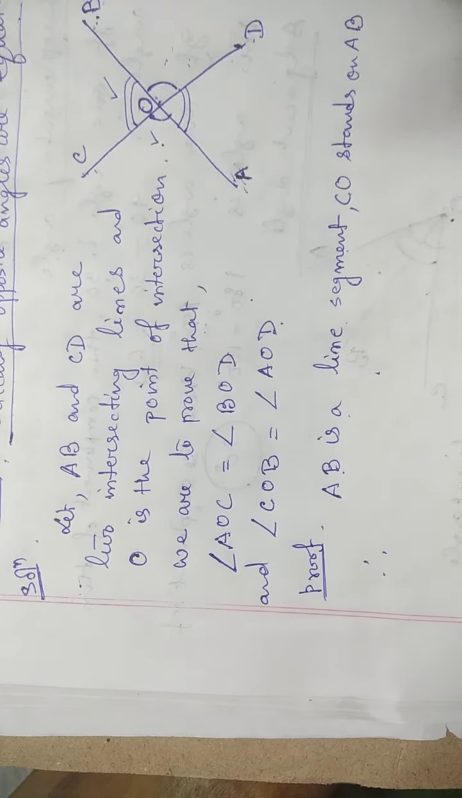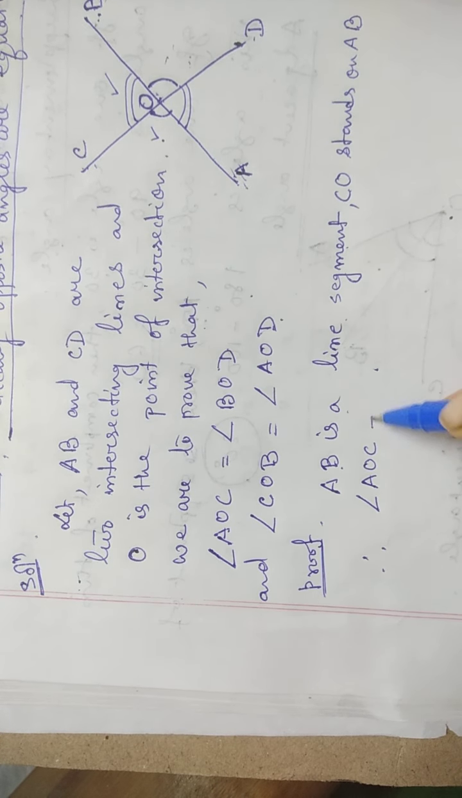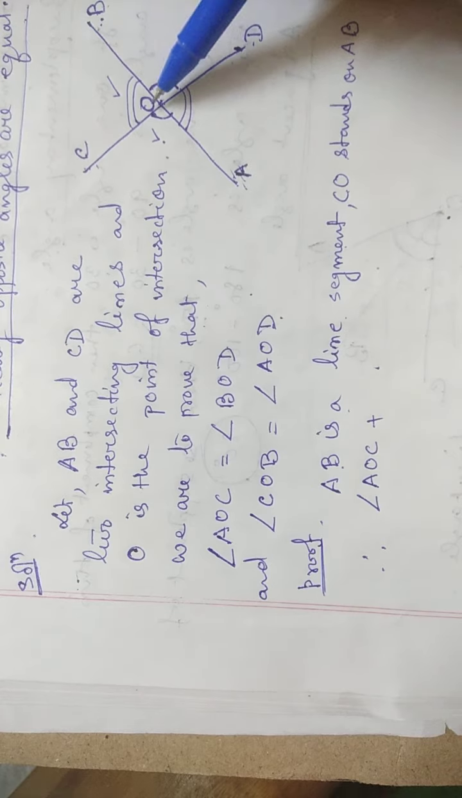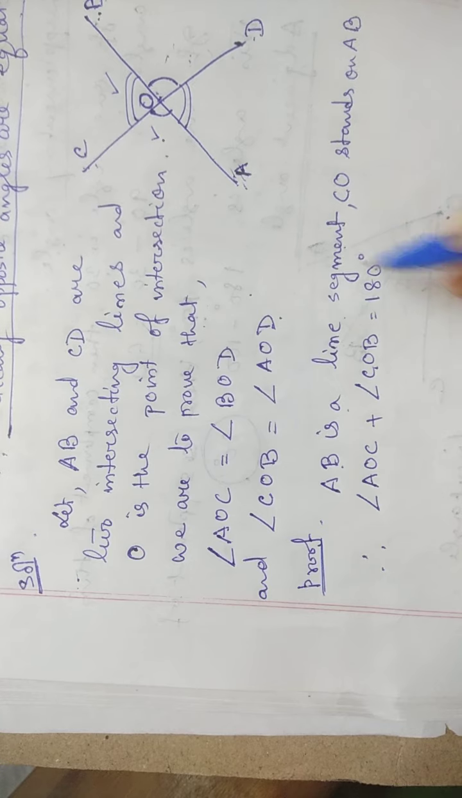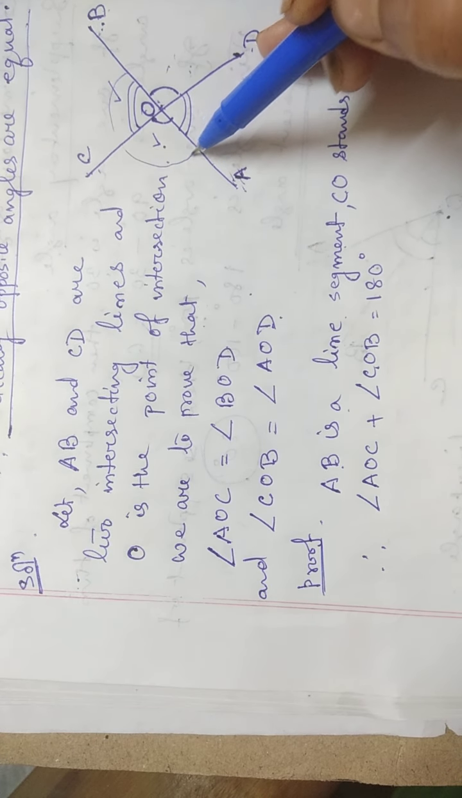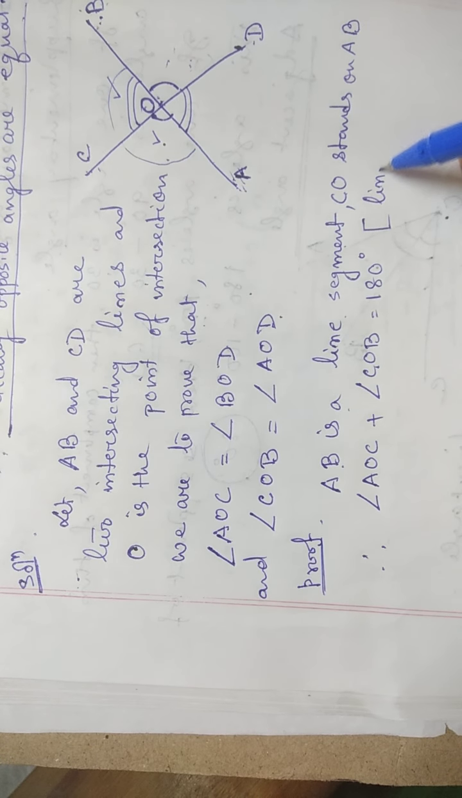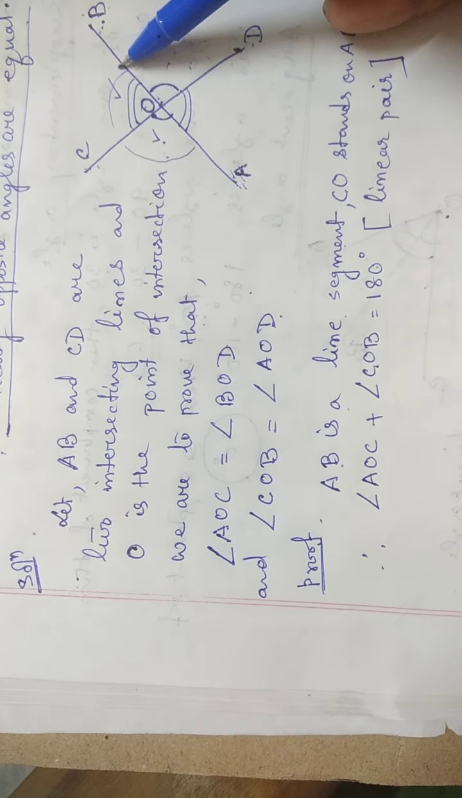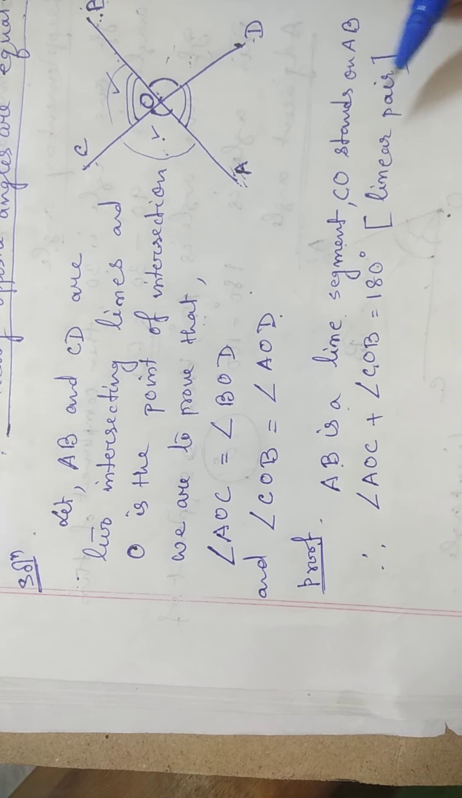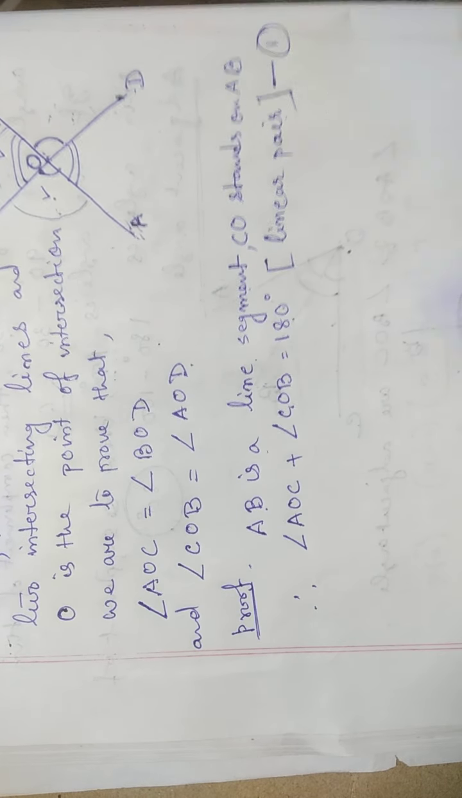Therefore, angle AOC plus angle COB is equal to 180 degree. यहाँ पर एक 180 degree बना है कि नहीं? This is the straight line. 180 degree. Why? This is linear pair. अभी बोला था ना, what is linear pair? When two adjacent angles make 180 degree, then it is called the linear pair. So this is linear pair. That's why it is 180 degree. This is equation number 1.